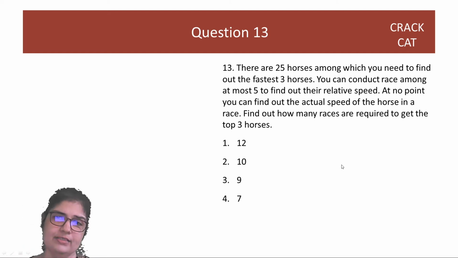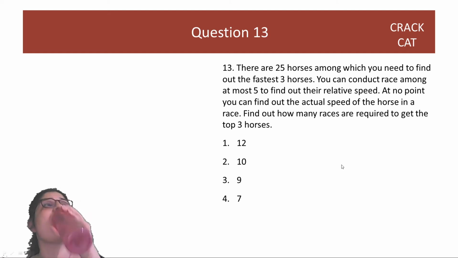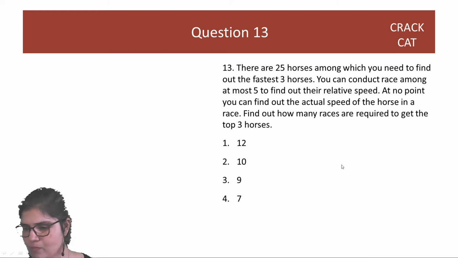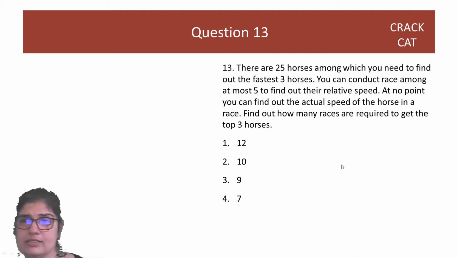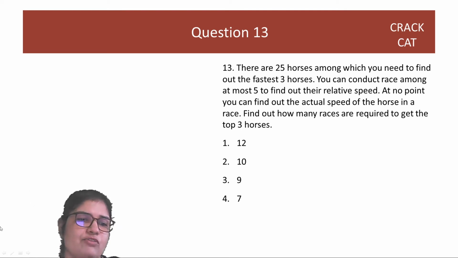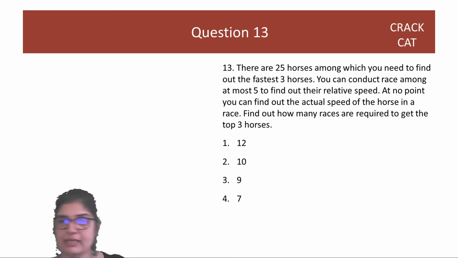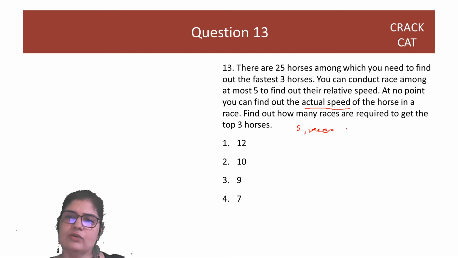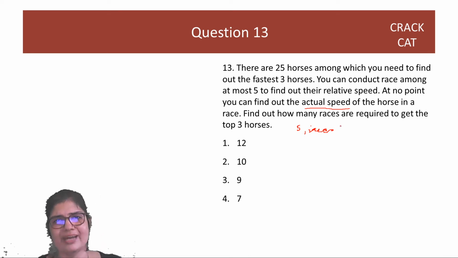Please guys, if you're seeing this for the first time, pause and solve. There are 25 horses among which you need to find out the fastest 3 horses. You can conduct a race among at most 5 to find out their relative speed. You cannot find their absolute actual speed, unfortunately. Otherwise, if you could find their actual speed, you would just run 25 horses in 5 races of 5 each, where all 25 have run, you have each of their actual speeds and you can just rank them. But you cannot do that. You can only find relatively.